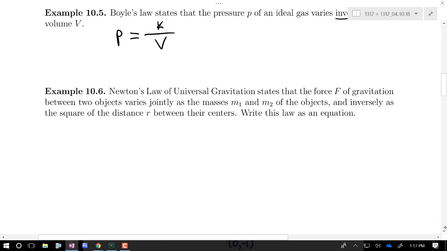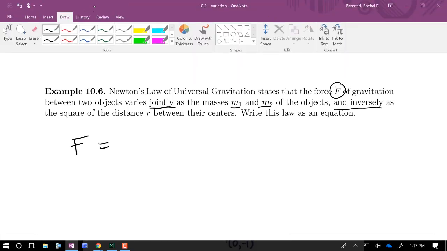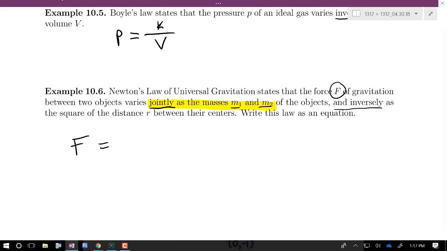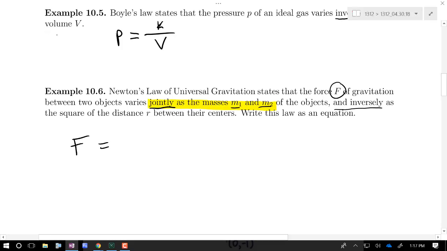Let's do one more. Newton's law of universal gravitation says the force of gravitation between two objects varies jointly as the masses m1 and m2 and inversely. So we have joint and inverse variation here. The force, I'll call that capital F. Jointly as the masses, let's do them one at a time. What can I write using that statement? K, m1, m2. Yeah.